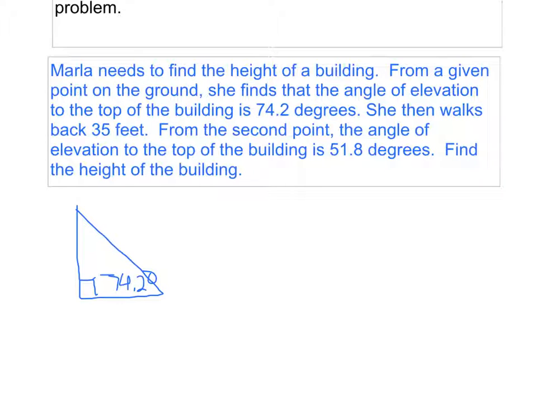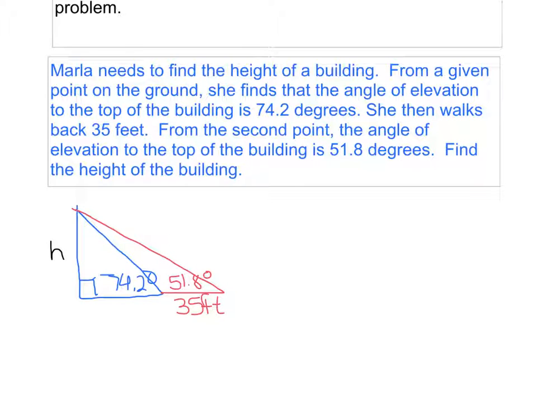Marla then walks 35 feet back from the building, and from this second point, she notices that her angle of elevation is 51.8 degrees. So this is 35 feet that she moved back. Okay, so the question is, what is the height of the building? So we want to find height.